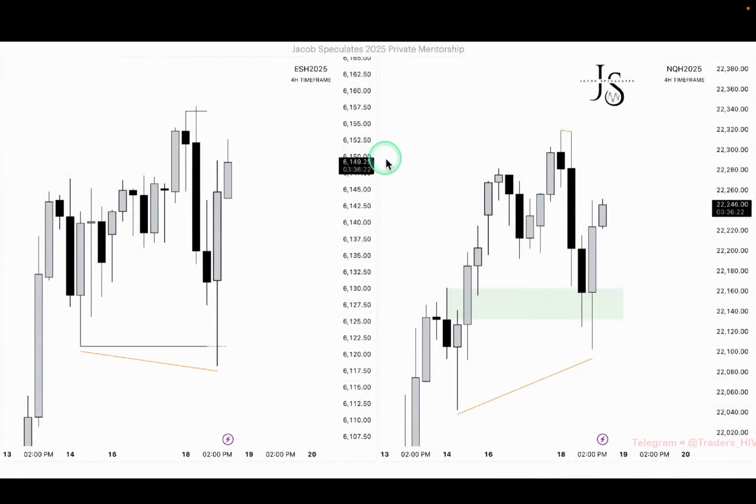So getting started here, we're looking at the S&P on the 4-hour time frame, and we have the Nasdaq. As I stated last night, a little bit later into the live stream, I said that we could likely see the S&P run below this low while the Nasdaq trades inside of this wick right here, and that could give a rejection for higher prices.